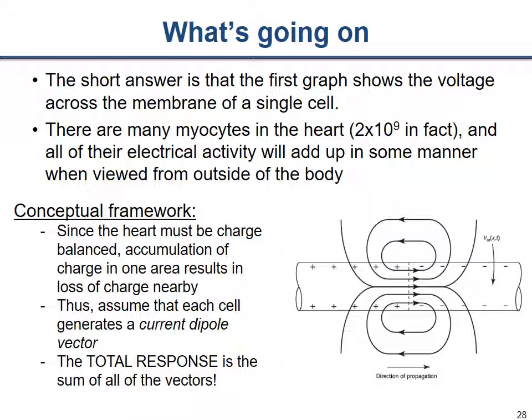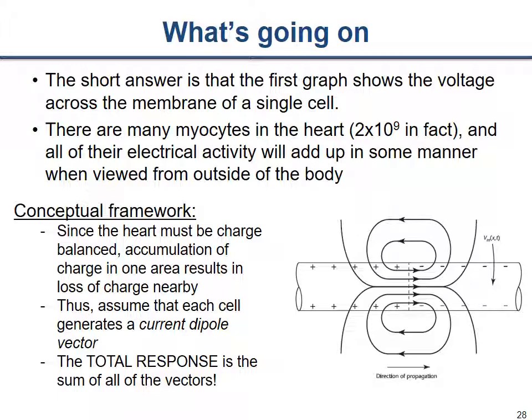So the short answer here is that the first plot shows the voltage across the membrane of a single cell. But what we're actually measuring when we're measuring an ECG is not just a single cell, of course. We're not taking a sharp needle and probing the inside of a single cell. We're putting electrodes on the chest and measuring a collection of something like 2 times 10 to the 9 myocytes in the heart. And so effectively what's happening here is vector summation.